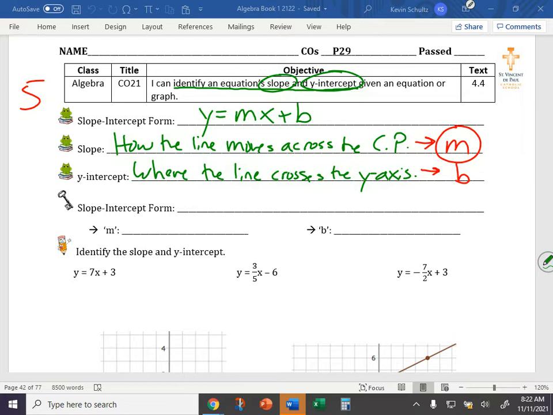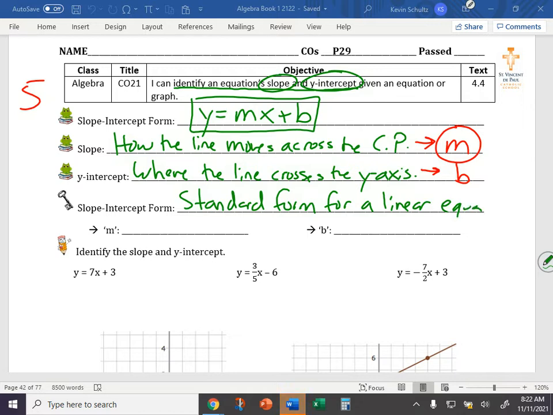In slope-intercept form, we already wrote what it is up here, but I want you to also know that it is the standard form for a linear equation, or a linear function, to tie it into what we talked about yesterday. So when you see an equation written in the form y equals mx plus b, you know you are dealing with a line, you know it has slope, and you can identify what that slope is as well as the y-intercept.